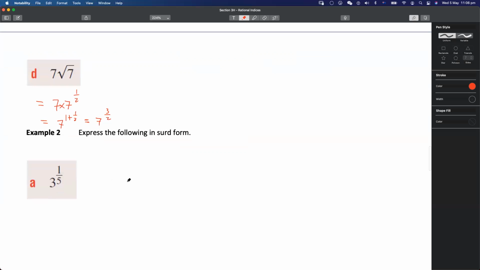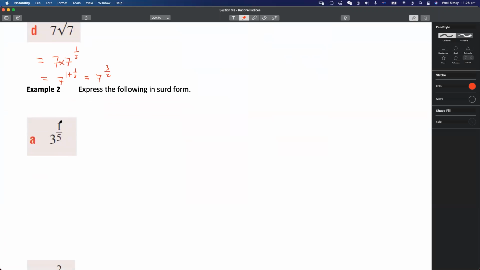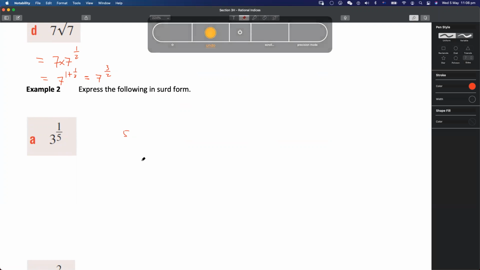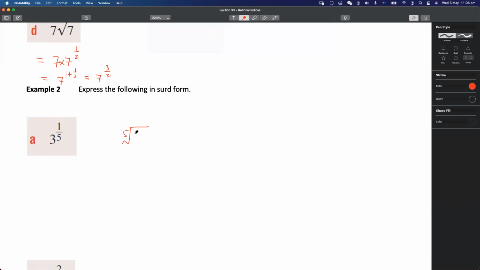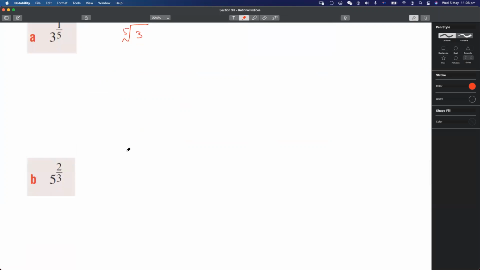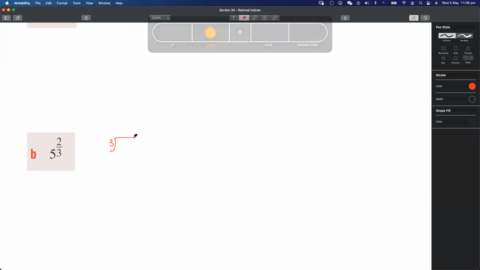Example 2, express the following in surd form. The denominator is going to be the number near your radical sign. So 5 here and 3 inside. Next one, again, your denominator is going to be the number near the radical sign. So 5 goes here, and your 2 is going to be here, 5 squared.